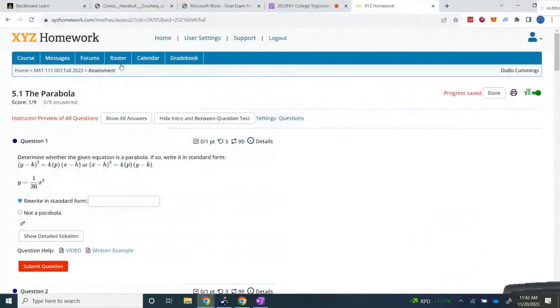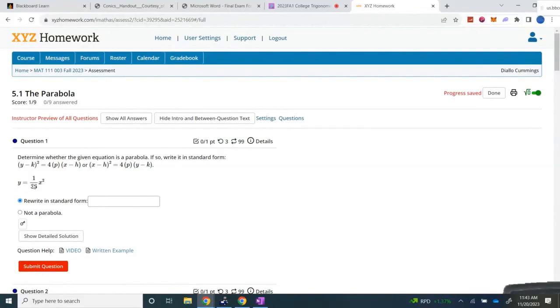So looking at this problem, it says determine whether the given equation is a parabola. If so, write it in standard form. And notice they just show you this, and this is the equation or the equations for conics not at the origin. But for mine, I just have y is equal to 1 over 36 x squared. I don't have a coefficient attached to y, and I don't have a constant attached to y, and I don't have a constant attached to x. So this is at the origin.